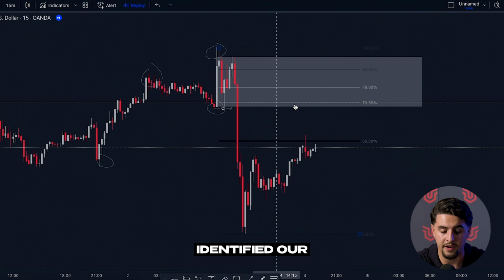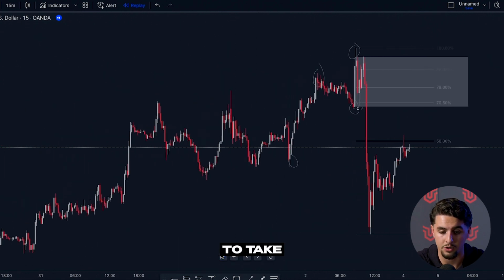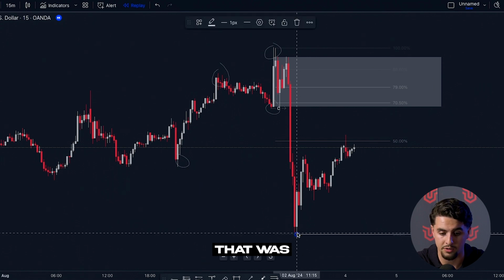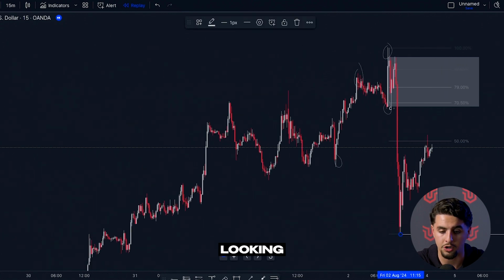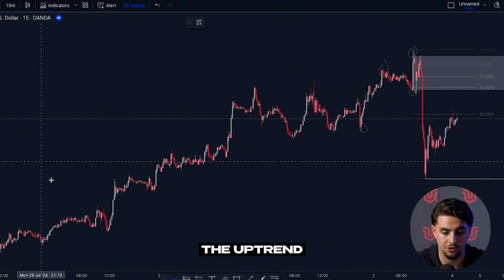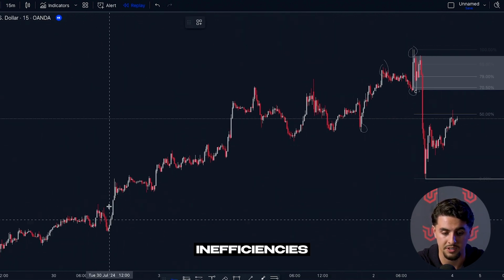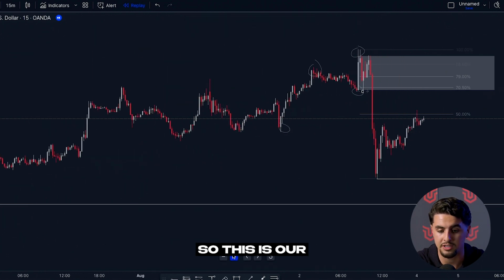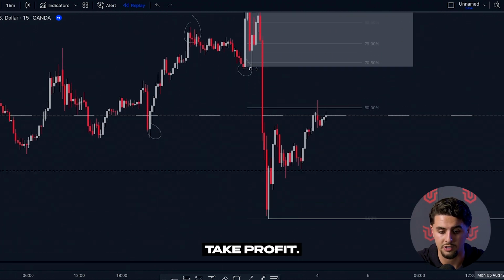Now that we've identified our optimal trade entry and our level of supply, we look for a level to take profit. Your take profit number 1 could be resting at the low that was formed, and your TP2 could be looking to fill further inefficiencies that were created during the uptrend, which we can see there was some inefficiencies right over here that we can expect price to come down to and fill. So this is our 2 levels that we'll be looking to take profit.